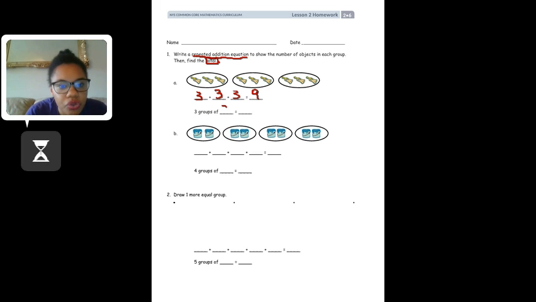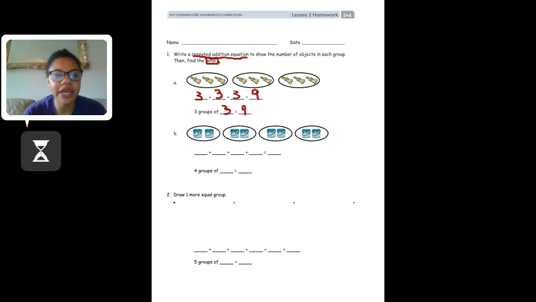So I'm going to write the number 3 down here. And then I know that 3 groups of 3 equals 9. So I'm going to write 9. Okay, so that finishes our question because 3 plus 3 plus 3 equals 9. 3 groups of 3 equals 9. And in 3rd grade, you're going to learn that 3 groups of 3 equals 9 is the same thing as saying 3 multiplied by 3 equals 9.